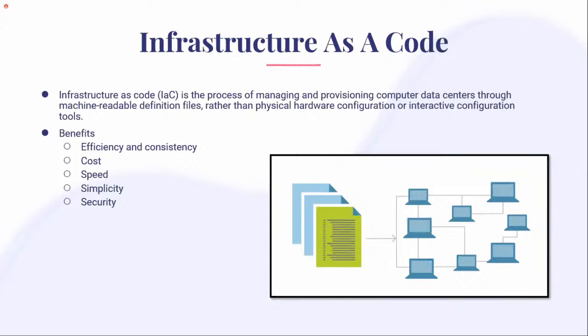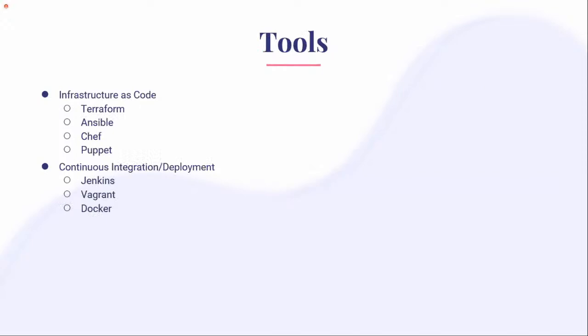Now let's look at a few of the tools which can help us with infrastructure deployment automation, and of course infrastructure as code tools. A few of the important infrastructure as code tools are Terraform, Ansible, Chef, and Puppet. As we have seen for some time, Terraform and Ansible have really gone way ahead of the other tools, right?